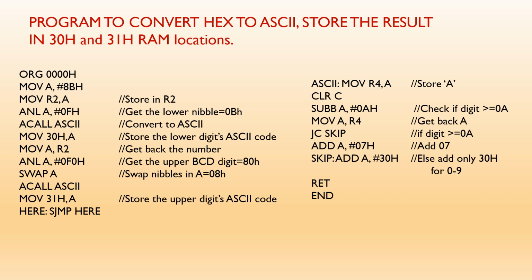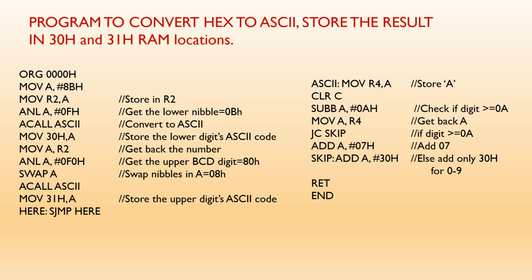Whenever ACALL is going to be executed, the return address, that is nothing but the address of the next instruction, is stored onto the stack by the call instruction. So the PC is loaded with the address of the subroutine. The subroutine address of the ASCII is loaded into the PC and the control goes to the ASCII subroutine.